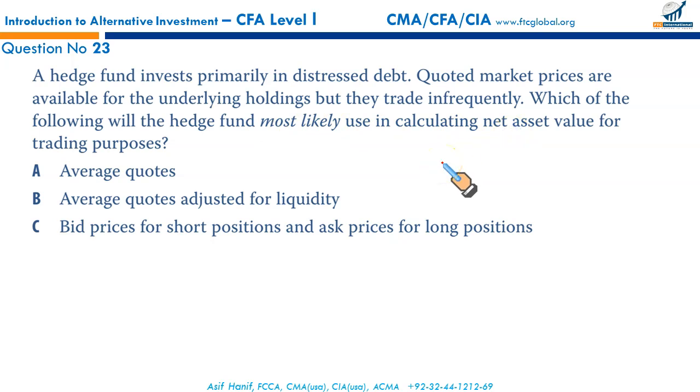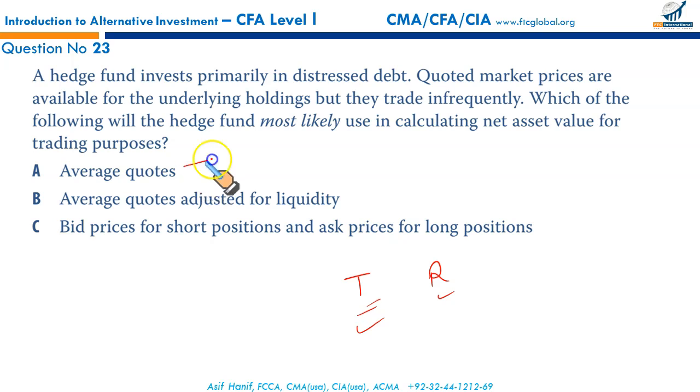Well, many analysts believe that if an investment is illiquid, like this one, which is infrequently traded, the liquidity discounts are necessary to reflect fair value. Which means there will be two types of NAVs. One would be for trading purposes and one would be for reporting purposes. So the fund may use average cost for reporting purposes but apply liquidity discounts for trading purposes.